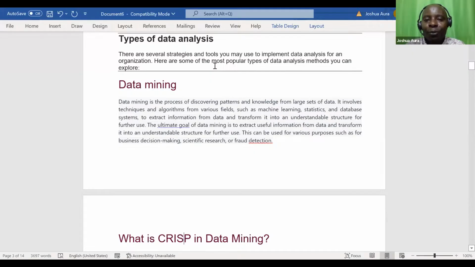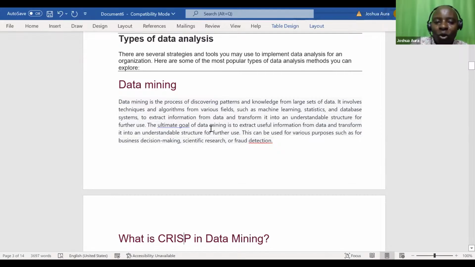Here are some of the most popular types of data analysis methods you can explore. And the first one, ladies and gentlemen, before you start any analysis, you must mine: data mining. Data mining is the process of discovering patterns and knowledge from large sets of data. It involves techniques and algorithms from various fields, such as machine learning, statistics, and database systems to extract information from data and transform it into an understandable structure for further use.